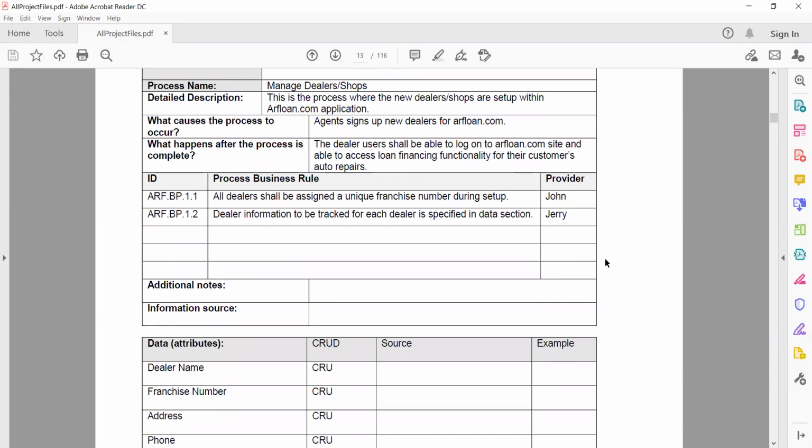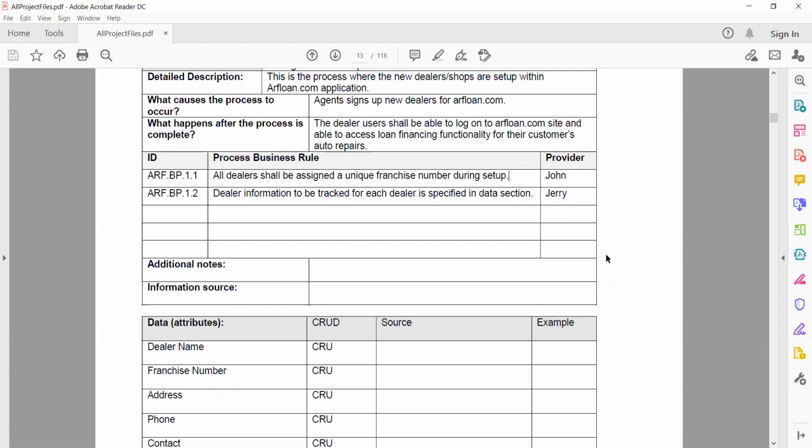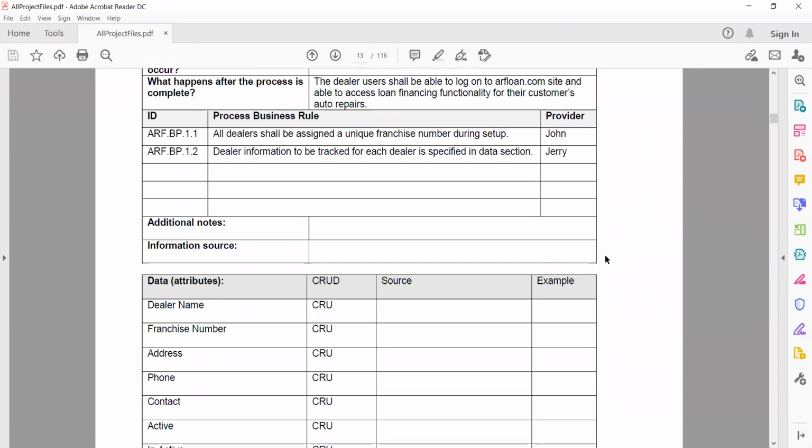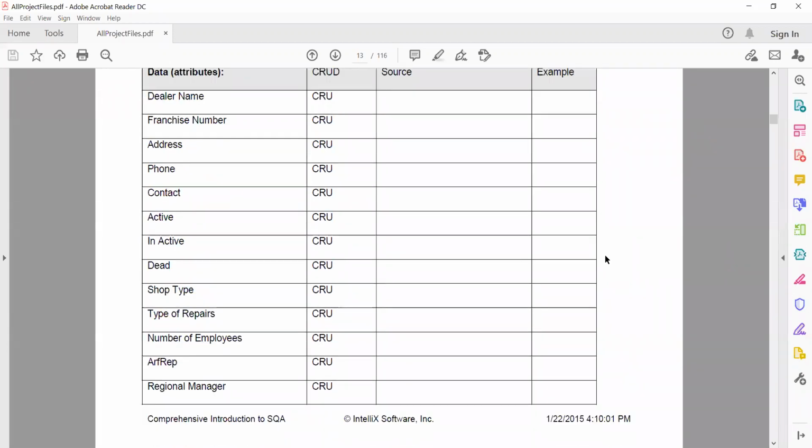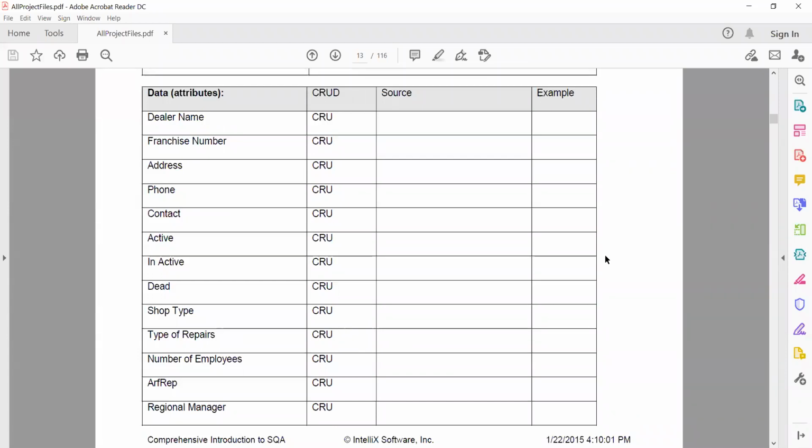So for example, the first rule tells that as soon as I create a dealer, every dealer is going to be associated with a unique franchise number, right? And somewhere later down in the document, it tells what the rules are governing how the franchise number is going to get created. Then it also talks about, in the data sections at a high level, what kind of information is going to be captured and whether it's going to be create, read, update, or delete. So CRUD stands for: C, creation of data. R means read of the data. U signifies the data is going to be updated as part of this process. And D refers to data being deleted or destroyed from the system as part of this process.